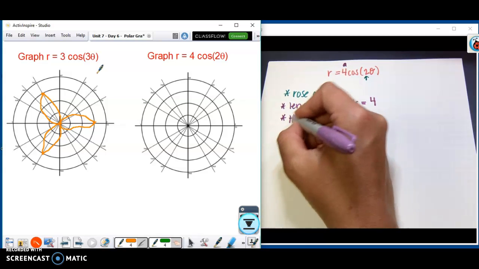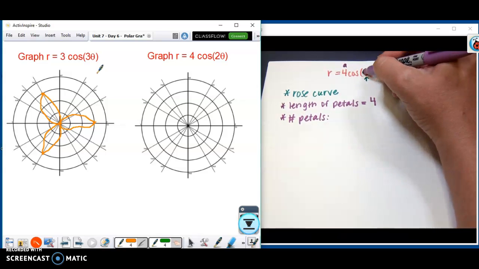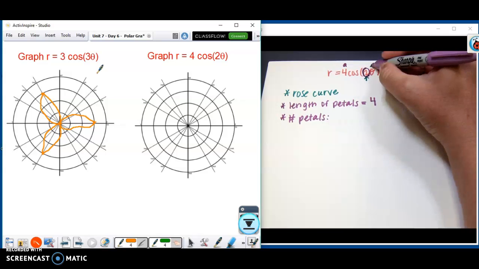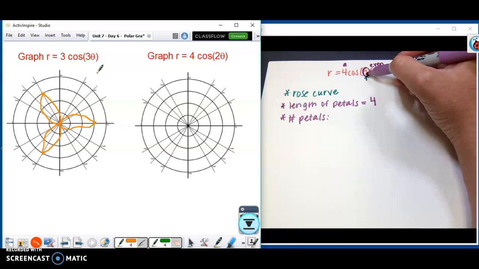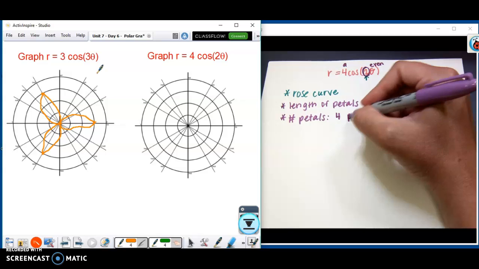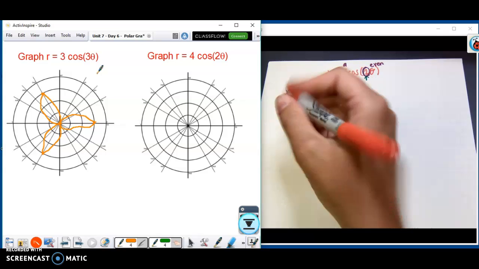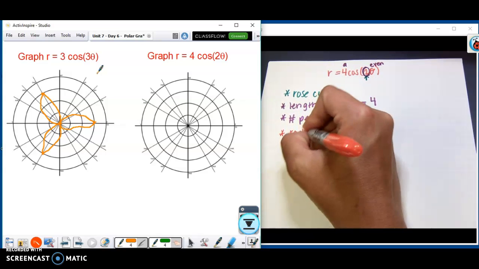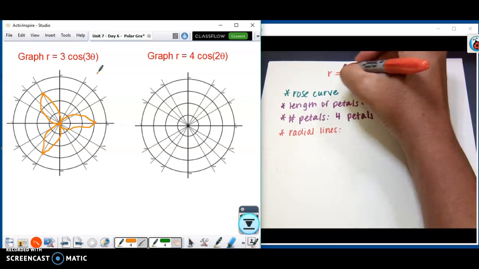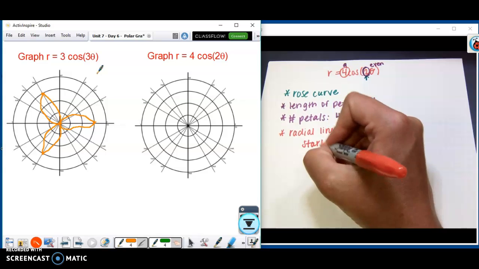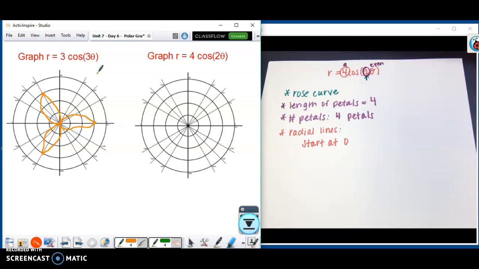Then we want to figure out the number of petals. Okay, so we're looking at our n value here. The n value is an even number this time. If it's even, remember you have to double it. So because this is 2, we are going to actually have 4 petals. And then the last part we have to figure out is the radial lines, which is where do these petals go? Okay, so because a is positive, it tells us we're going to start at 0. Remember, if a would have been negative, we would have started at pi. We're going to start at 0.